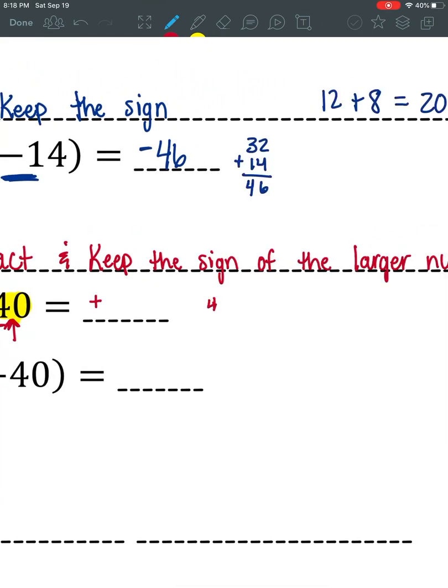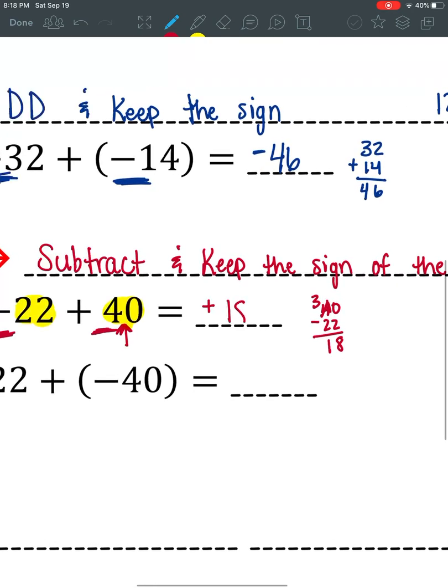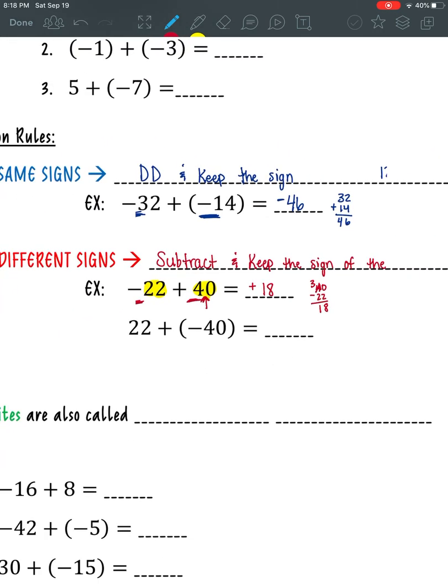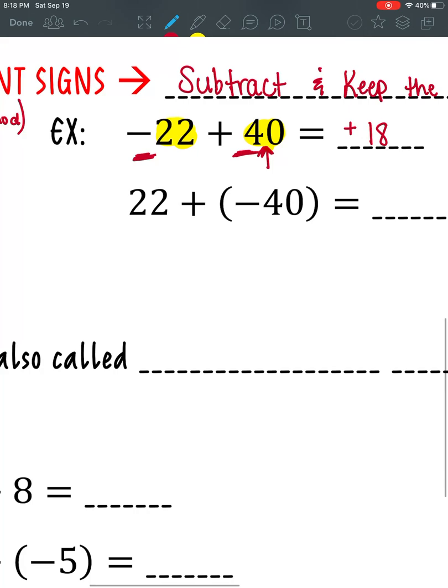Okay, so in this scenario, in this example here, we have negative 22 plus 40. Since they're different signs, we're actually going to subtract them, and I'm going to stack them. So 40 minus 22, and we'll have to borrow. 10 minus 2 is 8. 3 minus 2 is 1. So we have positive 18 is our answer.